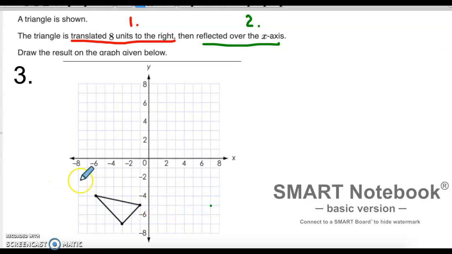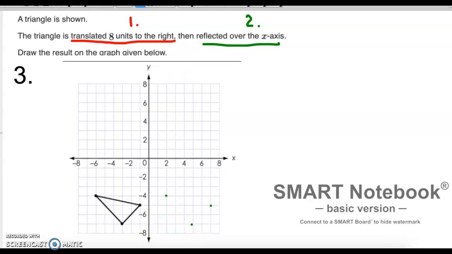We're going to put a point. We'll do this one next. 1, 2, 3, 4, 5, 6, 7, 8. We'll put a point, and then we have to do our third vertex here. We're going to move it 8 to the right. 1, 2, 3, 4, 5, 6, 7, 8.